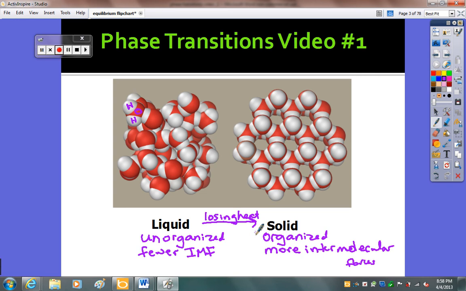And as you melt, you're going to break these intermolecular forces and you're going to add heat.